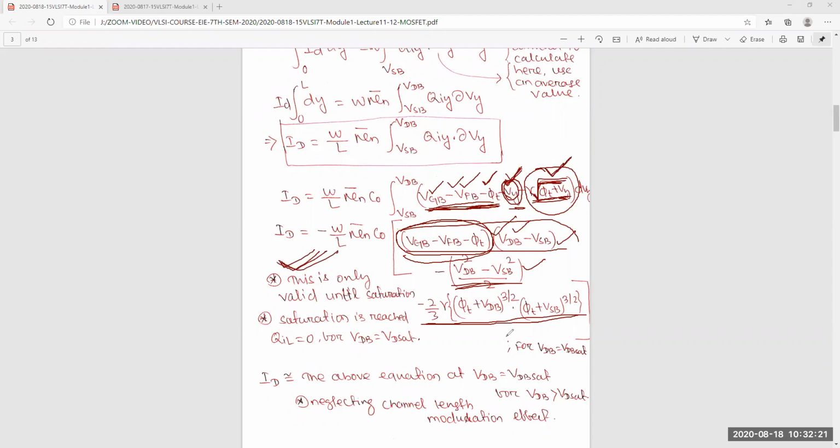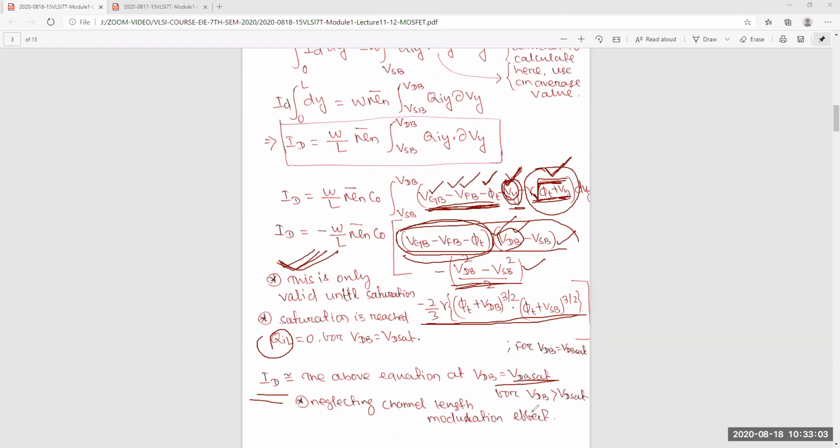Okay, and this is the normal equation for every region. When the saturation comes, that means VDB is equal to VDB sat. So for that case, if we put VDB sat in place of VDB, that will be your saturation equation. Also in saturation, this QIL is equal to 0 for VDB equal to VDB sat. So for saturation, what is the equation? The above equation at VDB equal to VDB sat, for VDB greater than VDB sat.